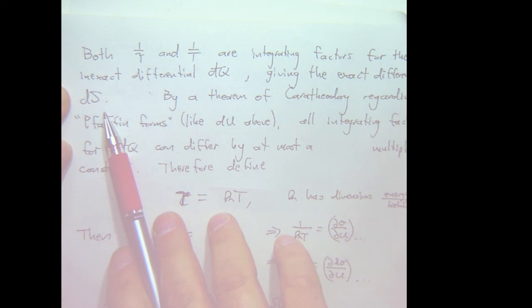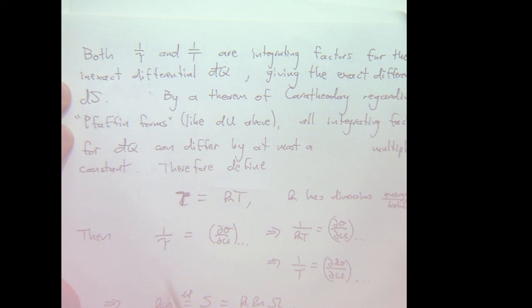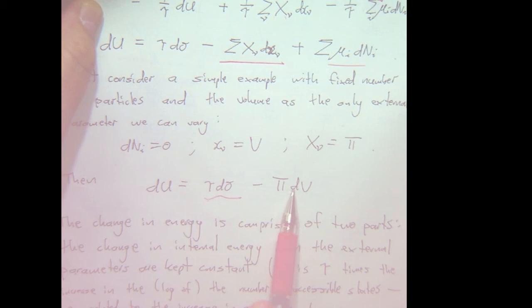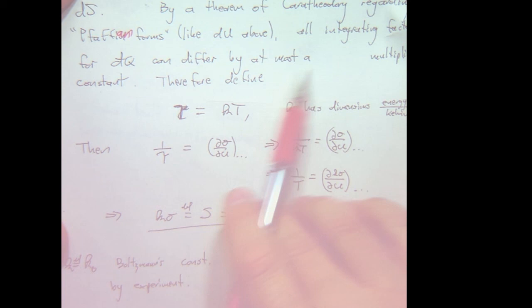There's a theorem of Carathéodory regarding what are called Pfaffian forms. Don't worry about that. This is what dU is. That is a Pfaffian form, a linear combination of differentials, essentially. They can only differ by at most a multiplicative constant. Therefore, we define tau.